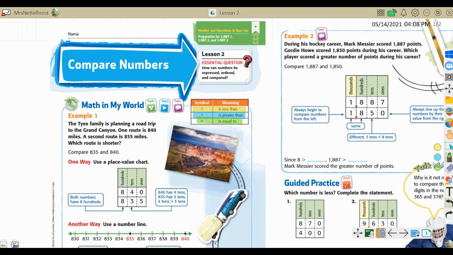The Tai family is planning a road trip to the Grand Canyon. One route is 840 miles, the second route is 835 miles. Which route is shorter? So we're going to compare 835 and 840. We're going to first do it with a place value chart.